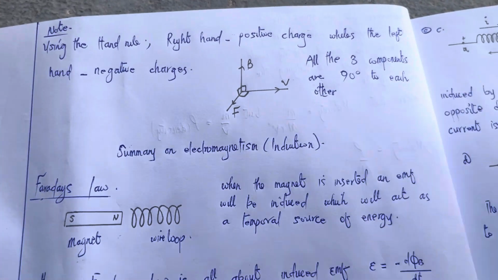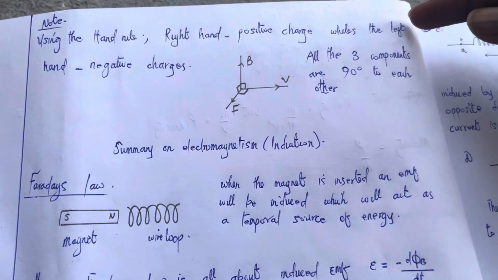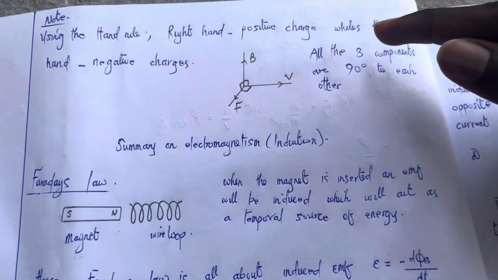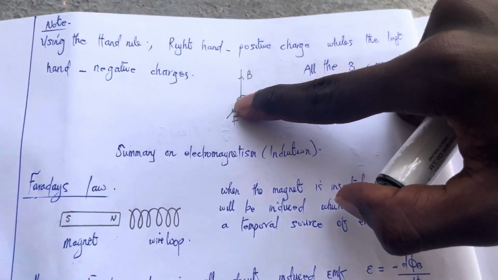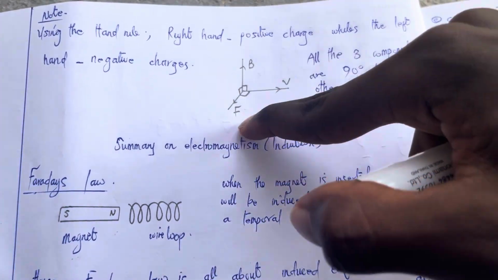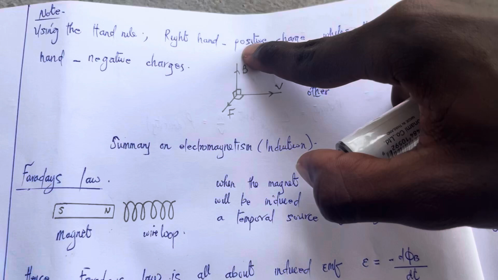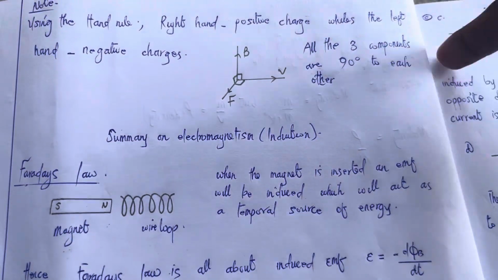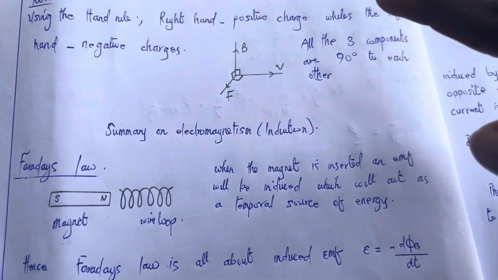In relation to the magnetic field, the velocity and the force itself, they are all at right angles to each other. All three components are at right angles to each other. For instance, if you have your magnetic field lines here, your velocity will be in this direction, which is perpendicular, and the same thing applies to the force. So at the end of the day, one is in the x direction, the other is in the y direction, and the other one is in the z direction, which is a 3D analysis.